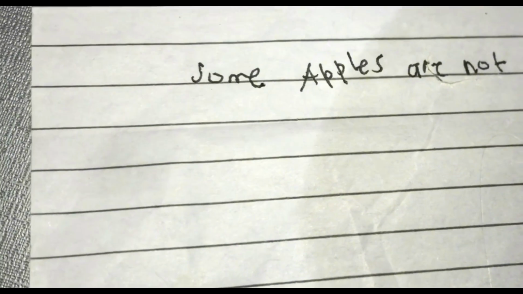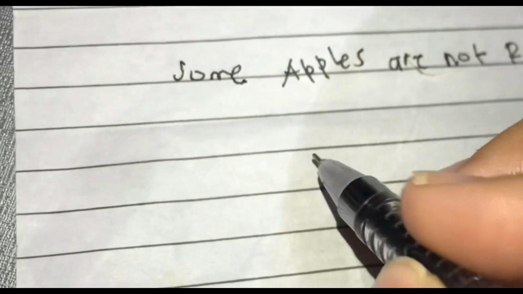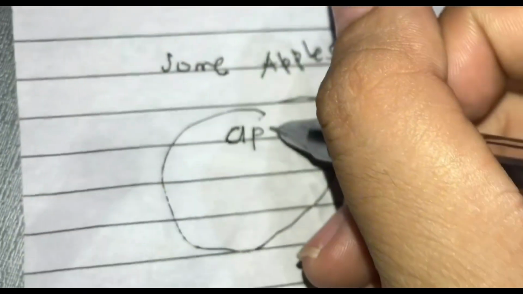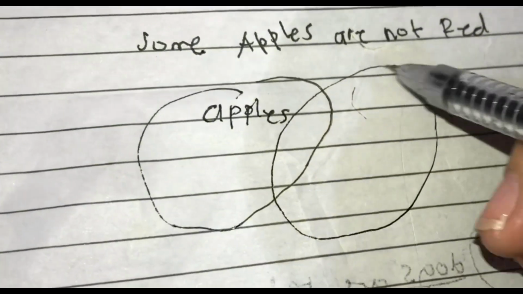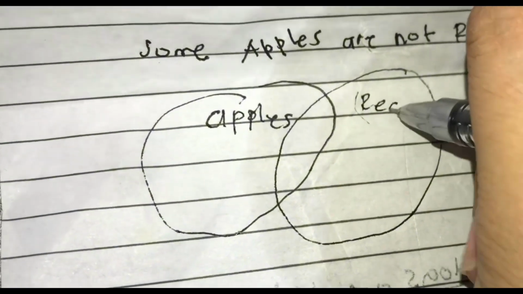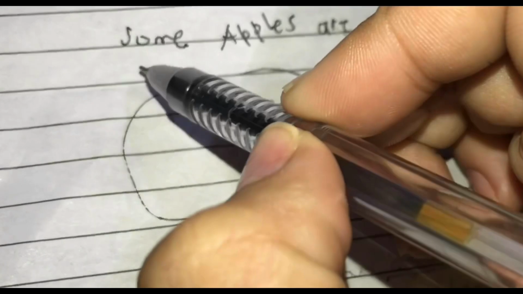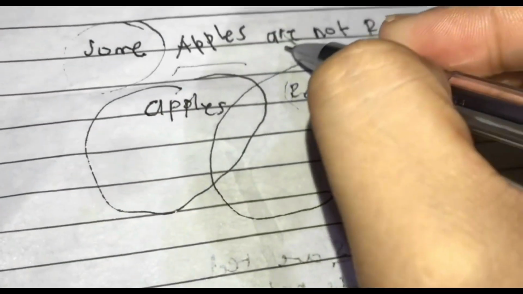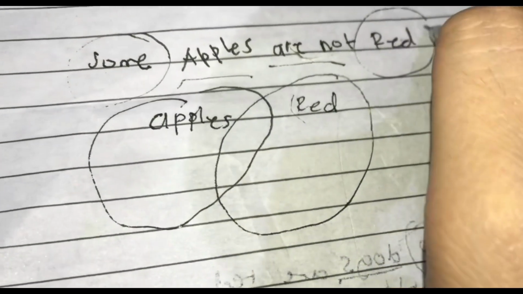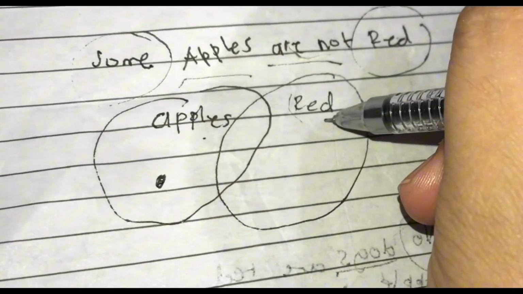Some apples are not red. So the Euler diagram here is some apples and red. So we're going to identify that some apples are not red.